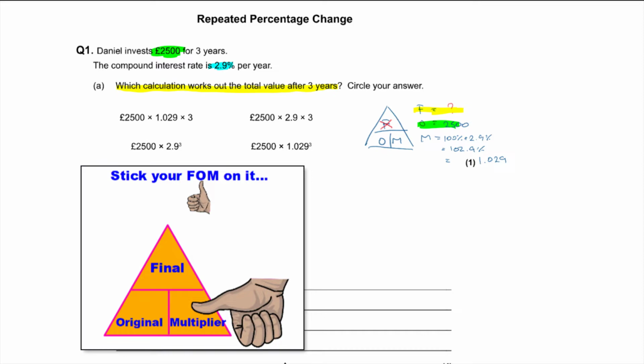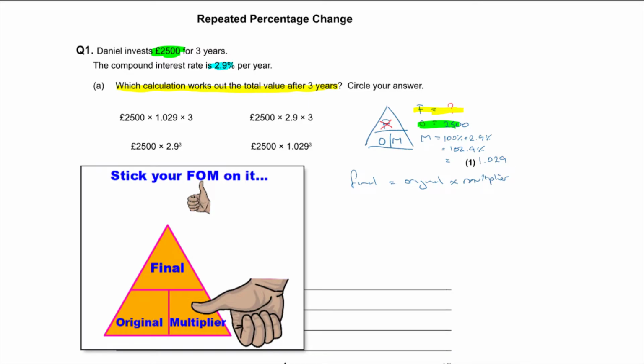Okay, and so if we're looking for the final, we're going to put our thumb on the one we want to find, which is the final, and that tells me what to do with the other two. Final is equal to original multiplied by the multiplier. Okay, and that's what it is for normal percentages.